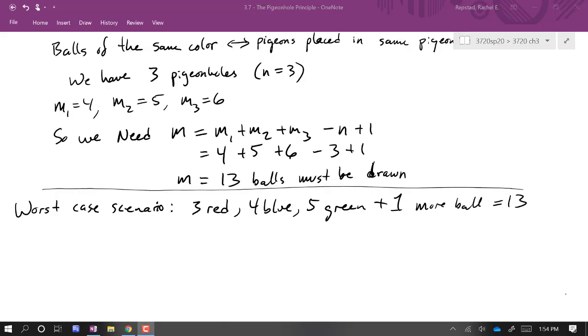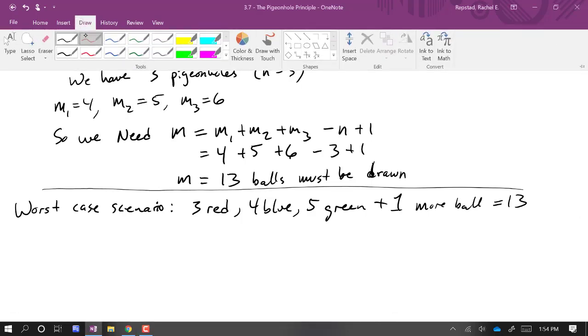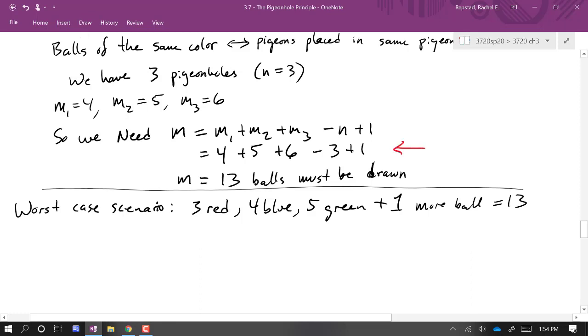And this is equivalent to what they say in part B of the strong pigeonhole principle, because in this equation right here, that equation that we get in the strong pigeonhole principle, part of this is you subtract n. So you subtract the number of pigeonholes. So I'm subtracting 3.